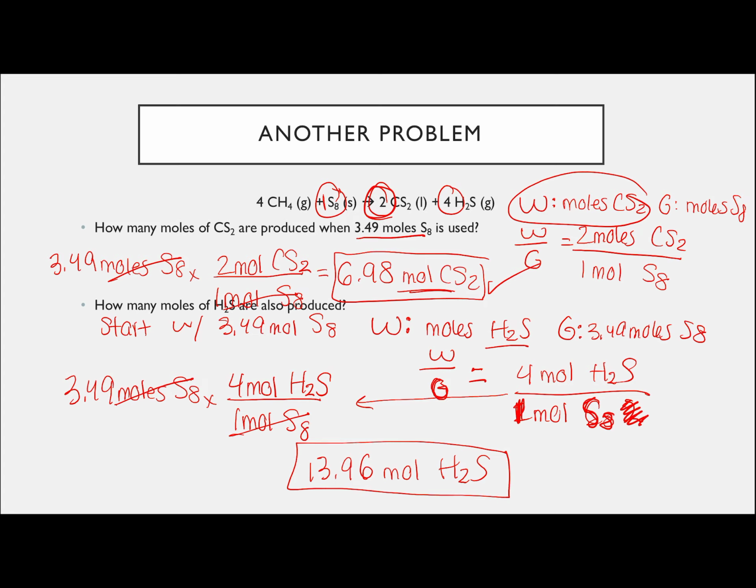There's our answer. Make sure that our units and substance match what we are trying to find out. So we just use those coefficients as a ratio and use it as a one-step conversion between moles of one thing to moles of another. I'll see you in class.